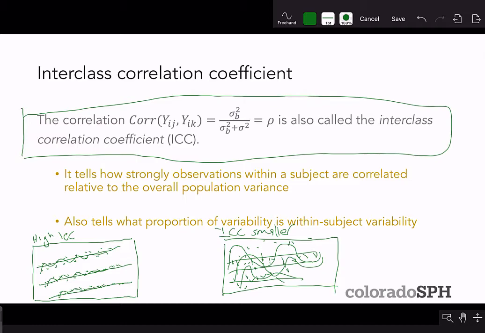But if you think back to the data sets that we looked at in the Intro to LDA lectures last week, the pig weights data might be an example of a higher or larger ICC, and the CD4 data would have a smaller ICC.